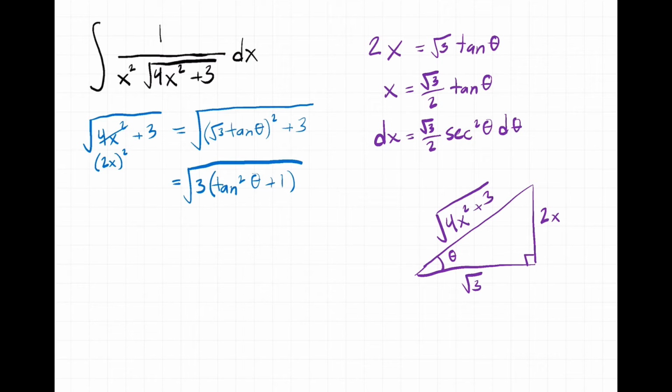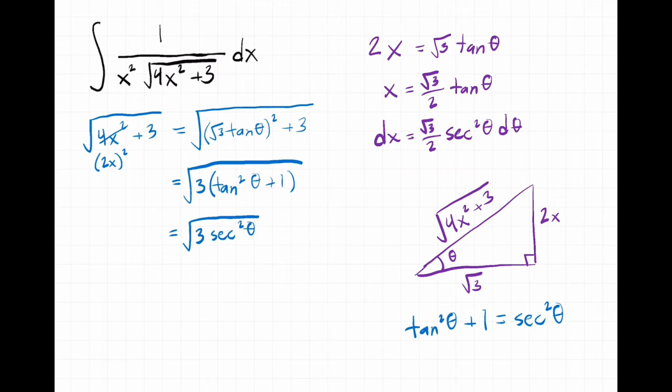Now, how do we simplify this further? Now's a good time to remember our trigonometric identities. In particular, we know that tangent squared theta plus 1 is equal to secant squared theta. So we're ready to plug that in here. This is the square root of 3 secant squared theta.